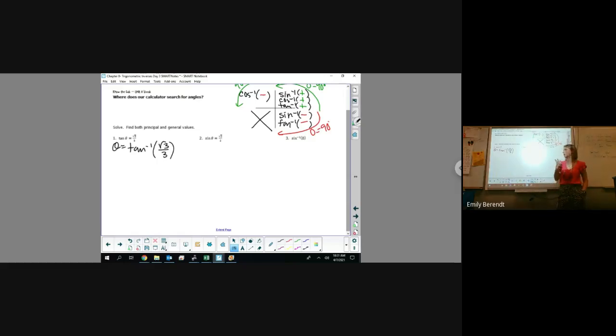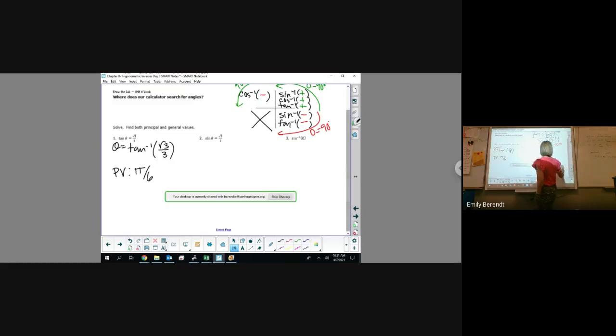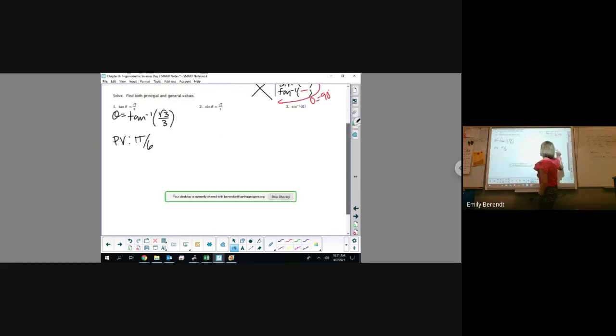So we're trying to figure out the angle that has a y over x that gives you root 3 over 3. When a tangent has 2 3's in it, who does it belong to? Pi over 6. So your PV is pi over 6. And then our tangents are the ones that can have the GV. Oops, wrote it number 2. Let me write it down here. So we got pi over 6.